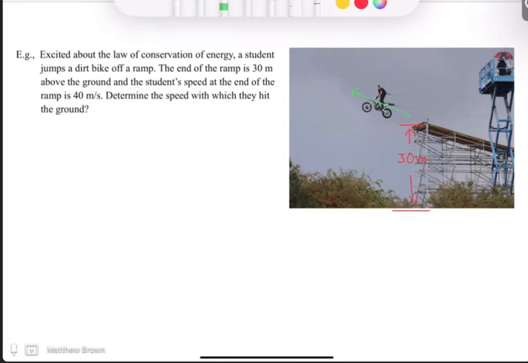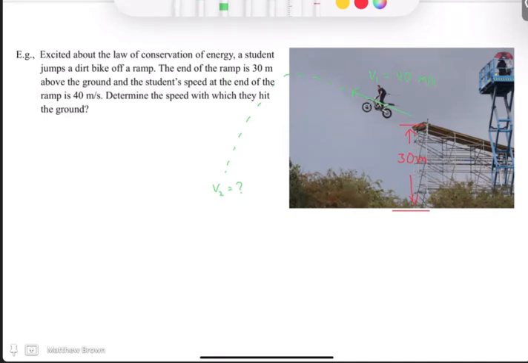Something like this. So we'll say V1 equals 40. Note this is speed, not a velocity. And we'll assume some sort of path where it comes up and reaches some maximum height and then comes down. And what we want to know is V2 when this person hits the ground.